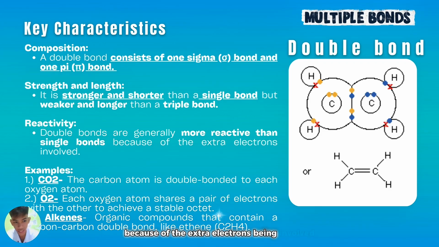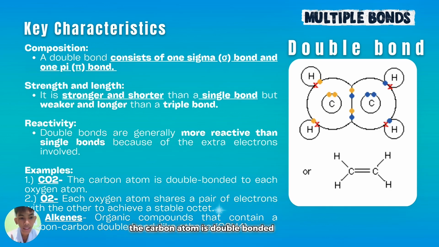A few examples of a double bond consist of: first, CO2 or carbon dioxide, wherein the carbon atom is double bonded to each oxygen atom. Second, O2, which involves two atoms that share electrons with each other, wherein each oxygen atom shares a pair of electrons with the other to achieve a stable octet. Third, alkenes, which are organic compounds that contain a carbon-to-carbon double bond, like ethene, which has a chemical formula of C2H4.